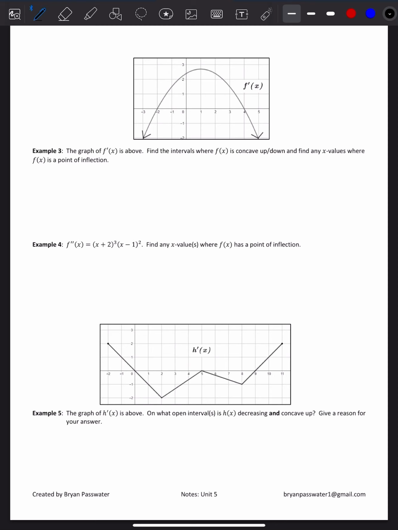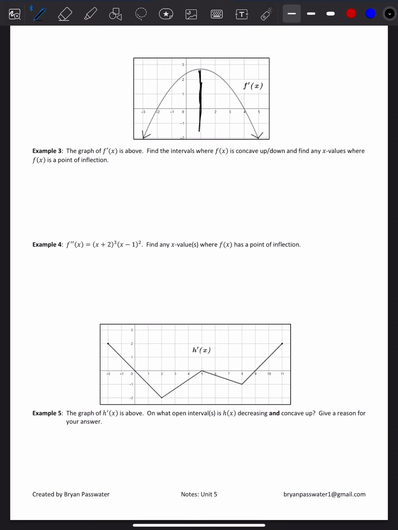When we are looking at this graph, we need to remind ourselves what we have. So we have f prime of x. If we wanted f double prime, we would need to take the derivative or look at the slopes. So what we're going to be doing is looking at the slopes of this function in order to determine the concavity.